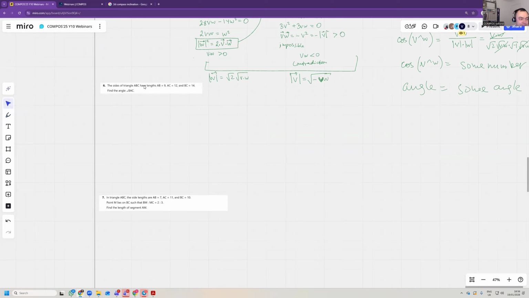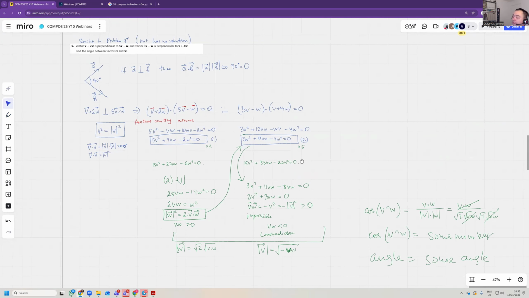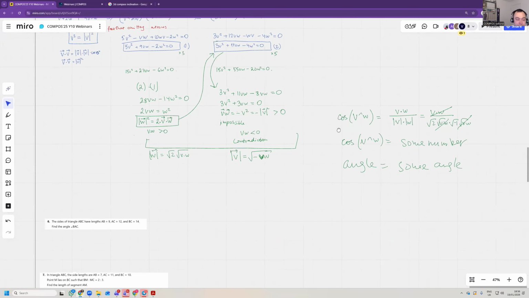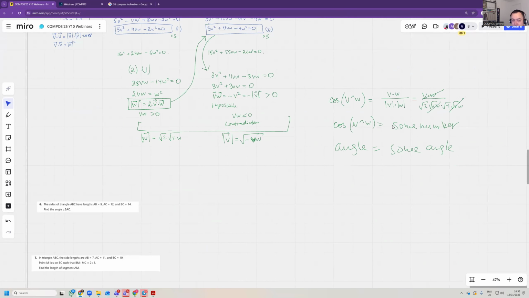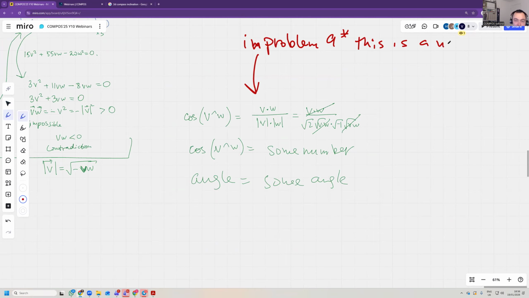Anyways, I hope that makes sense. This is the method you can use to solve problem 9. But with problem 9, you do get a reasonable number. So I'll just make a note of that. In problem 9, 9 with a star, this is a number that makes sense.